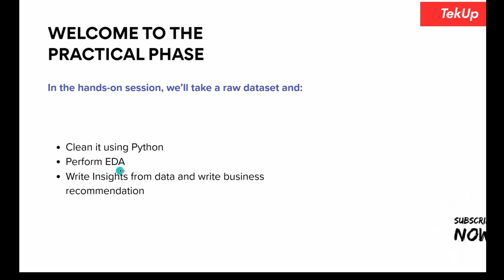Then we are going to be performing our EDA, and we are going to be writing insights from data and writing business recommendations. So you will see how we can actually perform our univariate EDA, our bivariate EDA, and our multivariate EDA. And you're also going to see how we can write insights from data and how we can write business recommendations. See you in phase two.